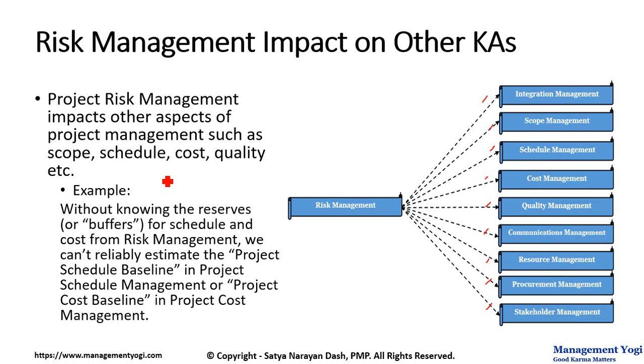Let us take an example. Without knowing the reserves or buffers for schedule and cost from risk management, we can't reliably estimate the project schedule baseline in project schedule management or the project cost baseline in project cost management. What it is saying is, the cost baseline will contain the contingency reserve. Similarly, the schedule baseline will contain the contingency reserve. There is another reserve which is called management reserve, which is beyond the baseline.